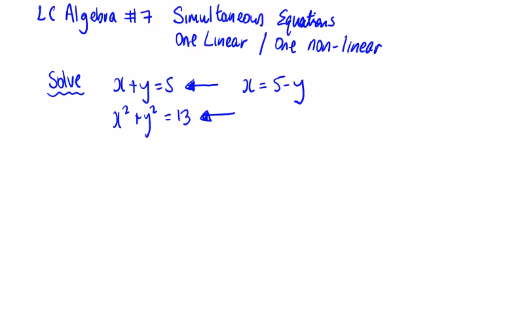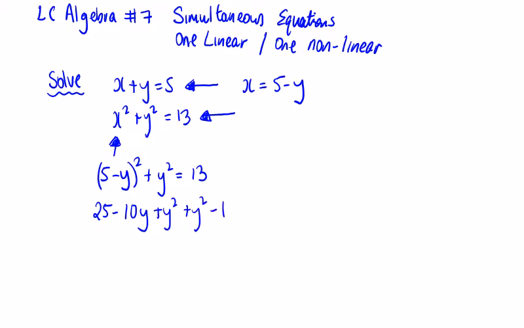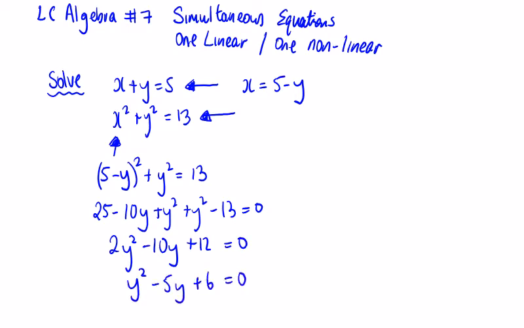And then we sub in for x 5 minus y, and now we have an equation with just one unknown variable. So (5 minus y) squared plus y squared is equal to 13. Simplifying this, we're going to get 25 minus 5y twice plus y squared, and then plus the other y squared, minus 13 equals 0. We can see this is going to be a quadratic. So we get 2y squared minus 10y plus 12 equals 0. And we can divide this by 2 to get y squared minus 5y plus 6 is equal to 0.